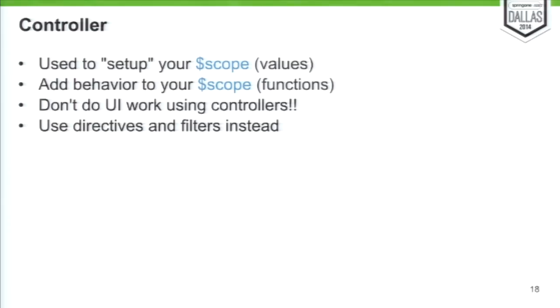But eventually you would like to put the controller in there to abstract your logic out. It's basically used to set up your scope, either for the values or the behavior, your functions, onto the scope. For example, if you press a button saying add a new item or delete whatever, that's what you trigger from the UI, and that will then be triggered in your controller. Don't do UI work using controllers, so that's literally just like Spring MVC as well. Just keep the logic in there. If you need UI customization or encapsulation, use directives or filters instead.